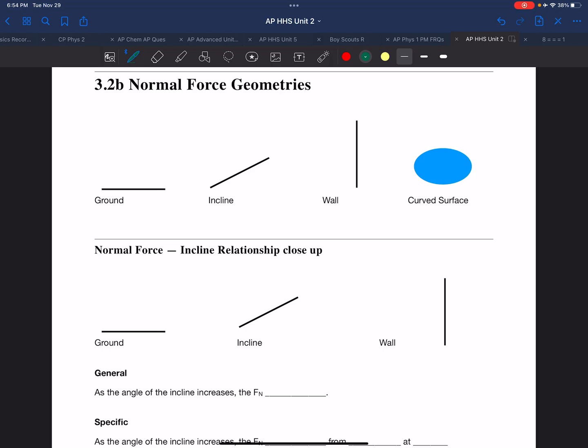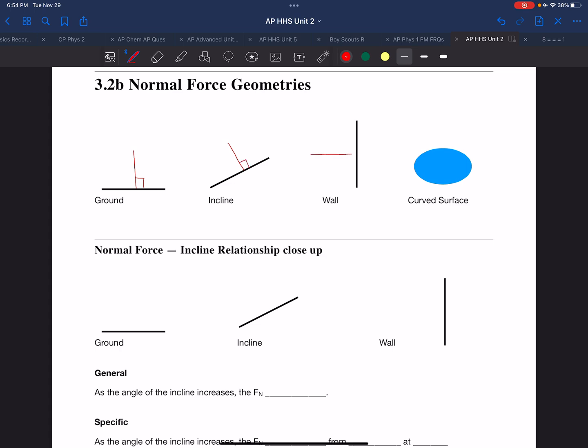Here we have a primer on normal forces, because it's important in physics to understand more about normal forces and their geometries. So first, I just want to draw them. If we have something on the ground, a normal force would be perpendicular to the ground, so that would be the normal force. On an incline, this would be the geometry of the normal, perpendicular to the surface.